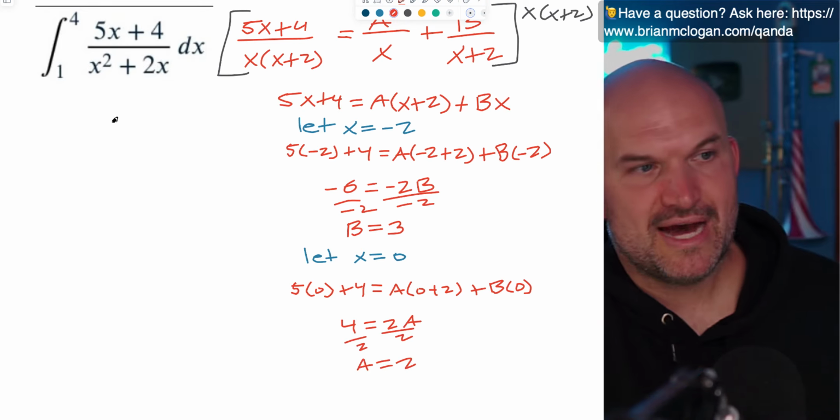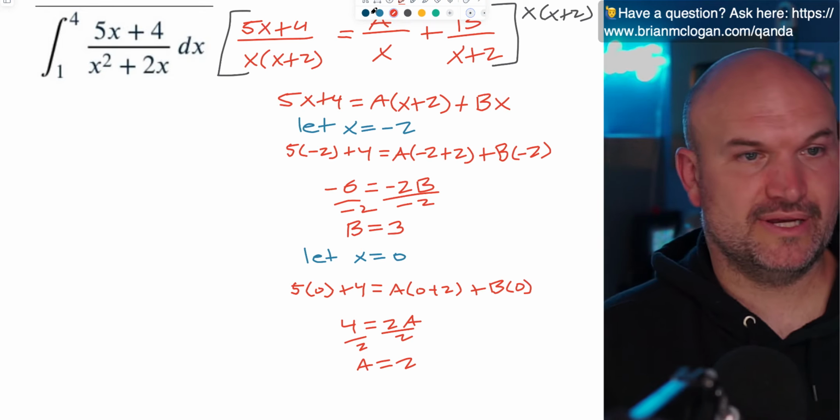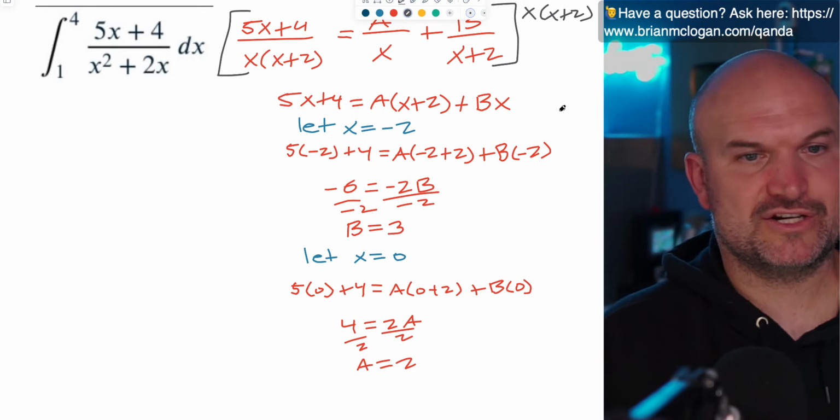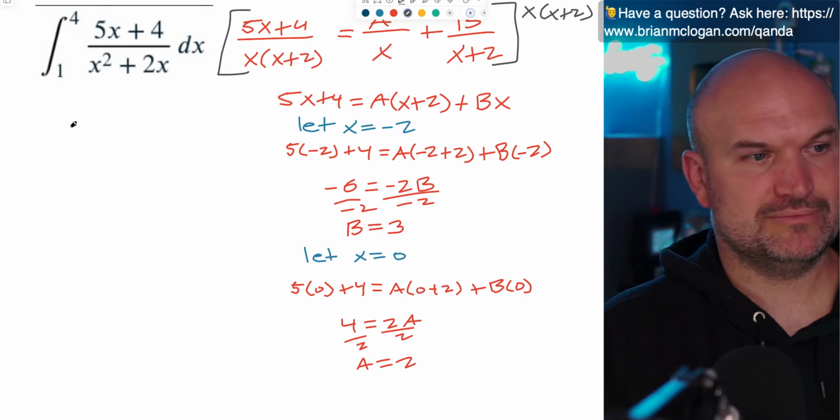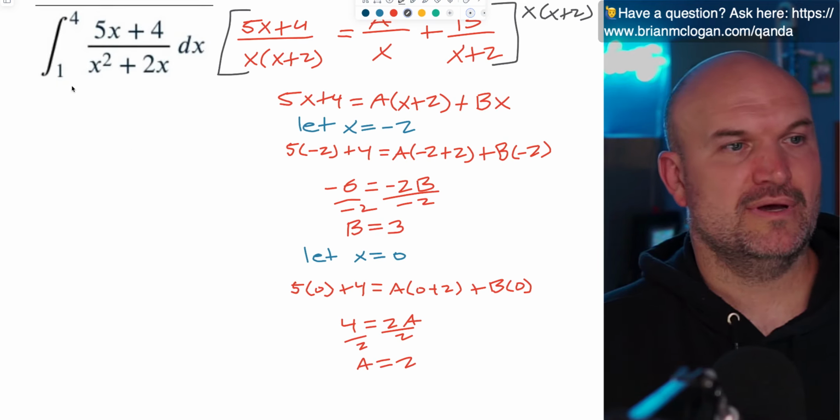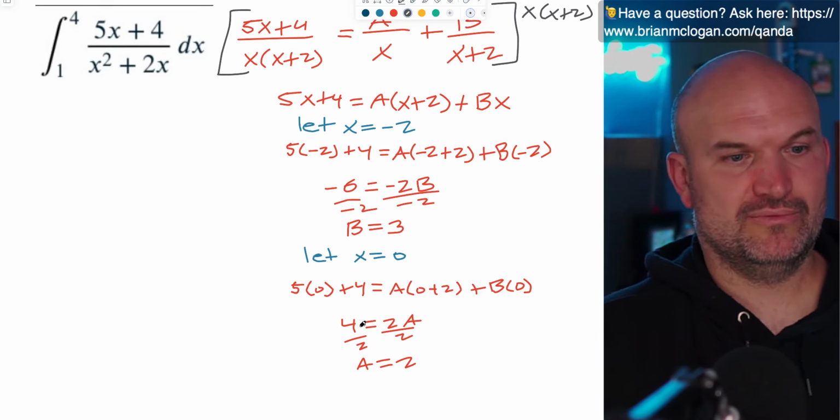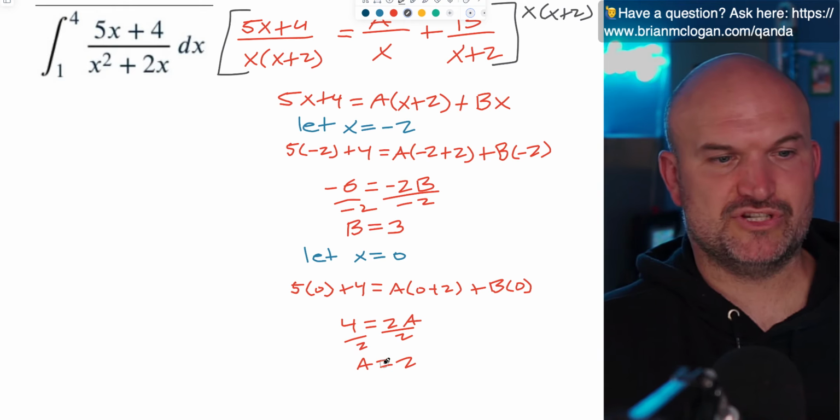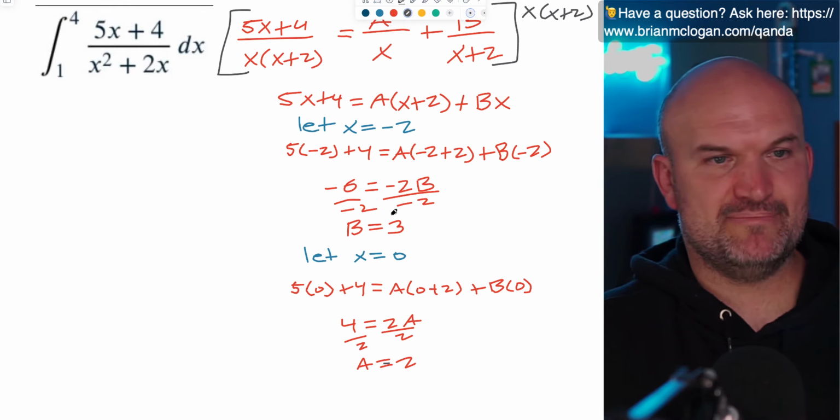Okay. So now I can break this up. Now we'll work on actually doing the integration. So I can break this up into my partial fraction decomposition with A being 2 and B being 3.